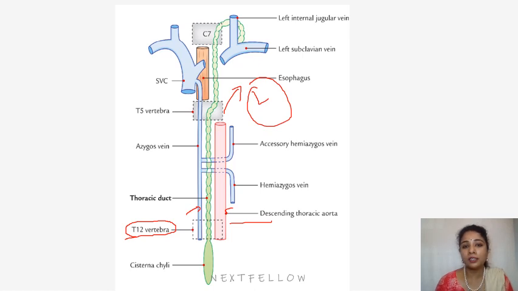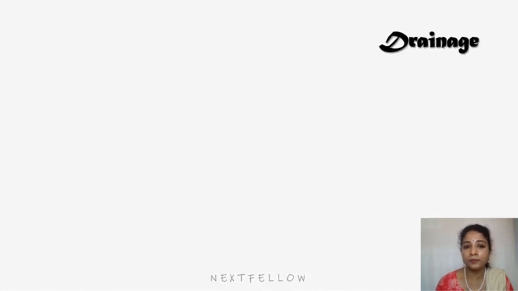And further it runs behind the internal jugular vein. We can see here, this is the internal jugular vein. So it runs behind the left internal jugular vein and terminates in the left subclavian vein, just at the formation of left brachiocephalic vein. So that is the termination of thoracic duct.